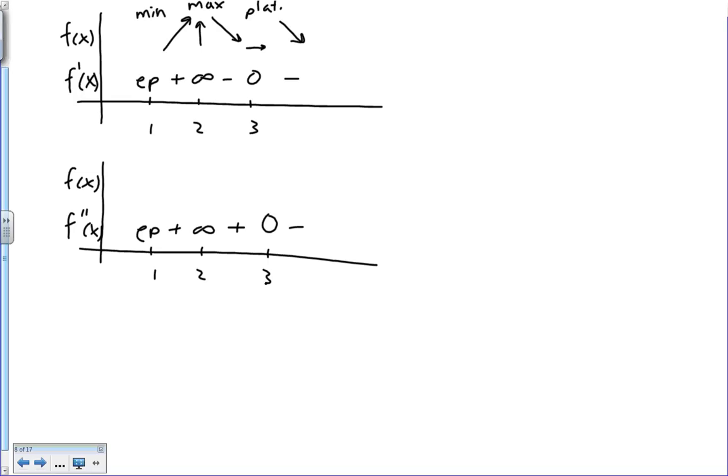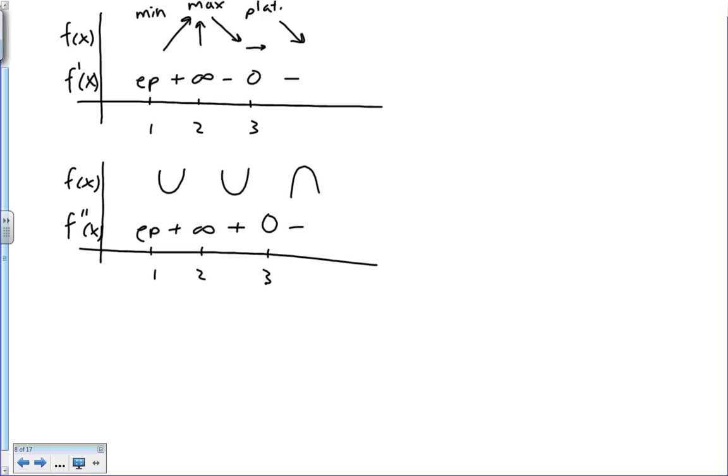So now again, fill in what that means about our function f. If we have a second derivative that's positive from 1 to 2, that means our function must be concave up. From 2 to 3, the second derivative is positive, so that means our function is concave up. And from 3 on, the second derivative is negative, so that means our function must be concave down.